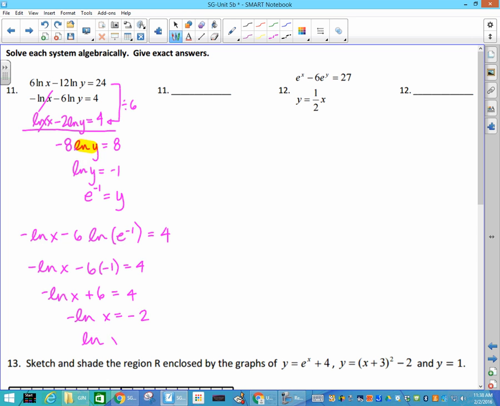So ln of x equals 2, because I multiply both sides by negative 1, or divided, however you want to think about it. And so x equals e to the 2. And that's my x, so that means my answer is going to be e squared, e to the negative 1. We write it as an ordered pair, and keep in mind, no need to pick up your calculator when you do these problems. Okay, number 12.